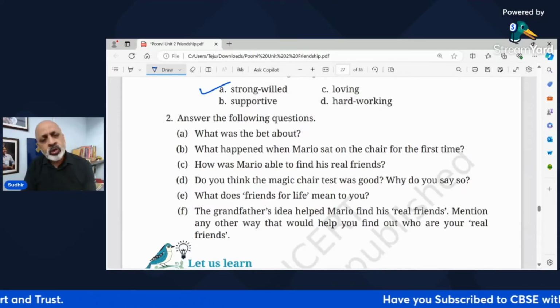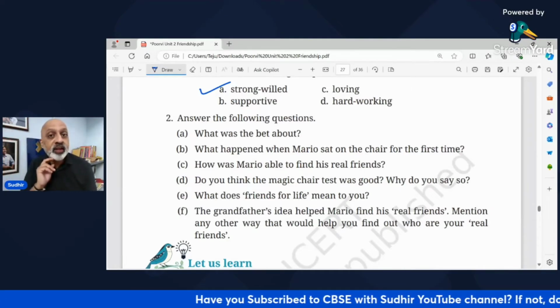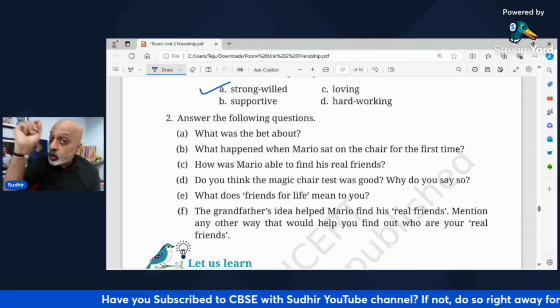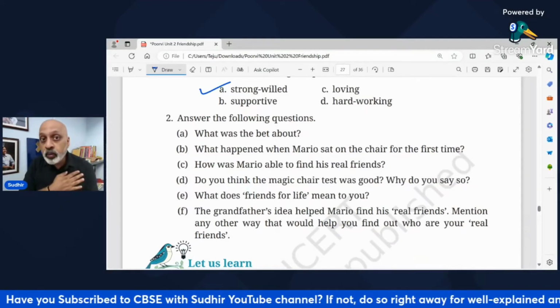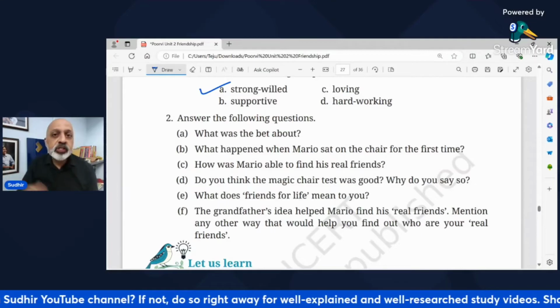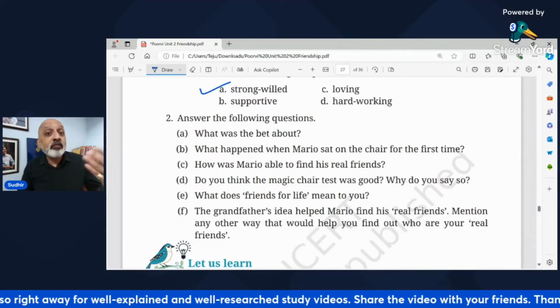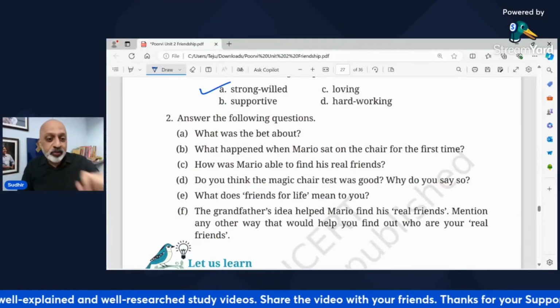Nahi yaar, main to nahi de sakta, mere ko bhi to padhna hai yaar. So many students would say that, but there will be that one or two friends who would say, no problem, I will lend you my notes. I will go to the Xerox shop. I will Xerox all my notes and give it to you. That's what a real friend is. So you can use that kind of a test also.